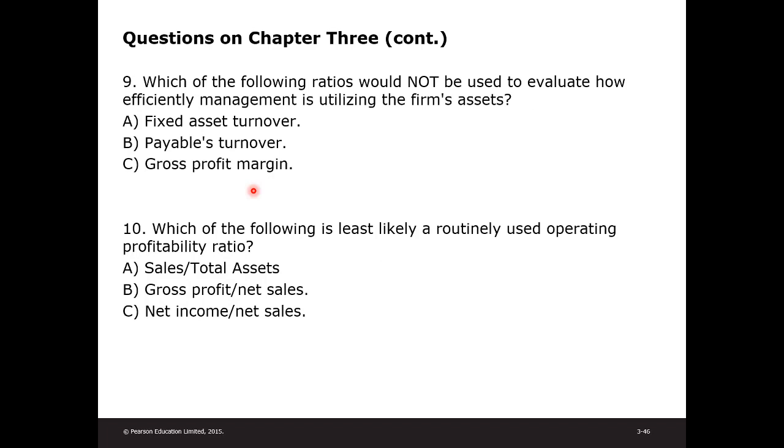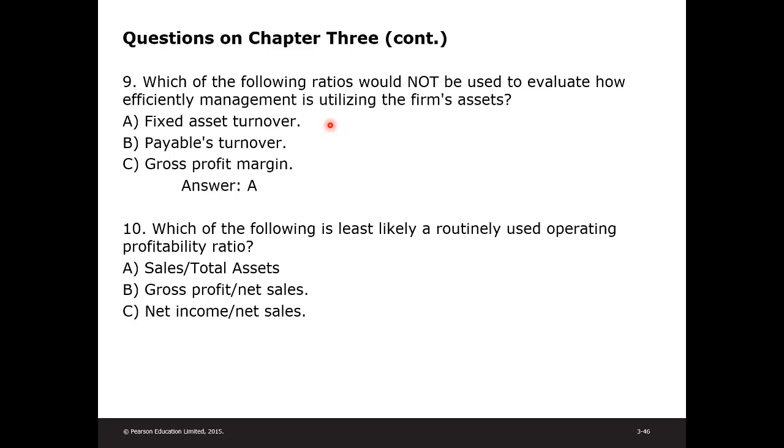Which of the following ratios would not be used, and be careful here, would not be used to evaluate how efficiently management is utilizing the firm's assets? Fixed asset turnover, payables turnover, gross profit margin. So in order to know the answer here, we need to memorize first which ratios are used to measure the efficiency of management in utilizing the firm's assets, which are the activity ratios. And the only one that is considered as an activity ratio here is the fixed asset turnover. So the answer will be A.